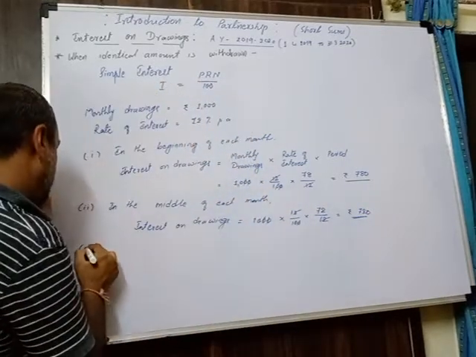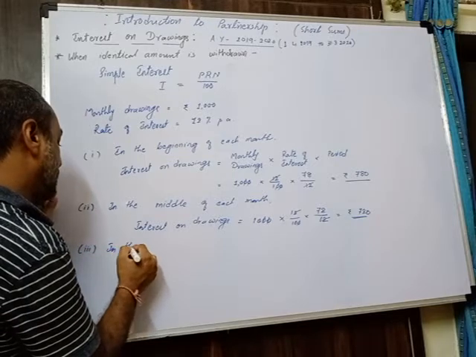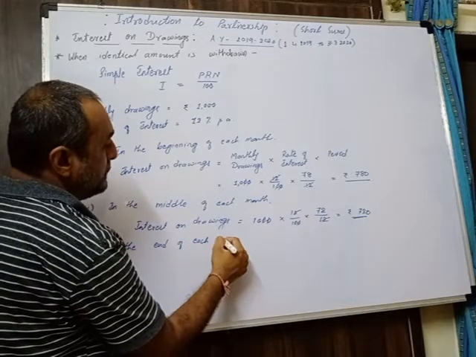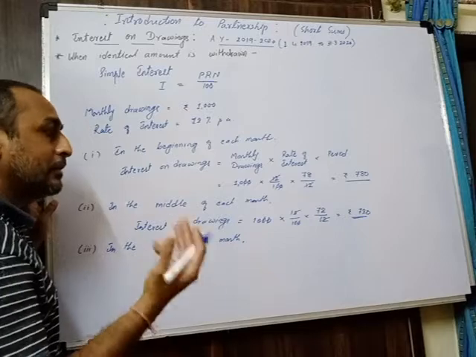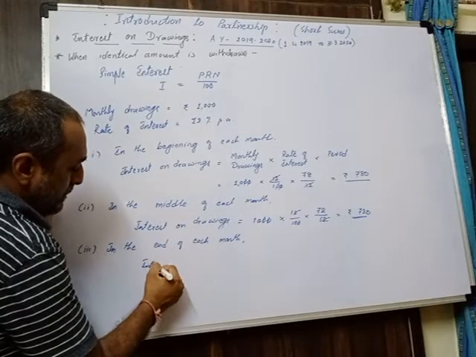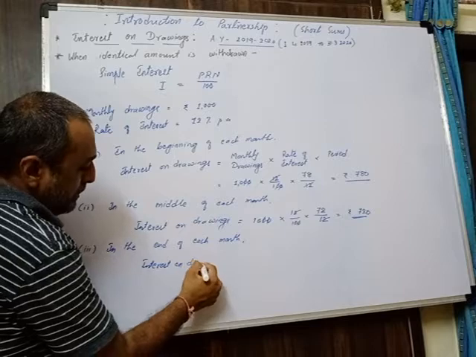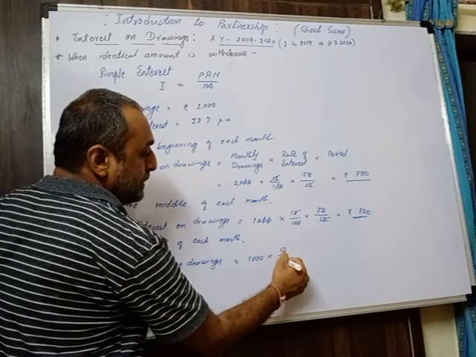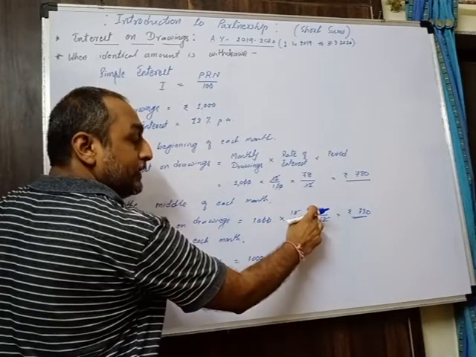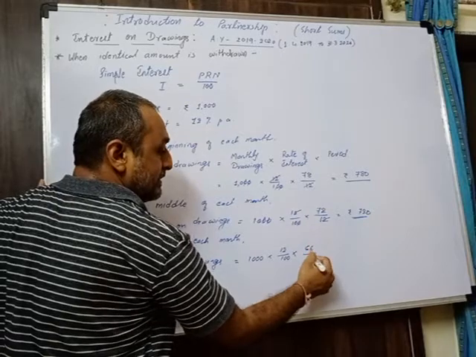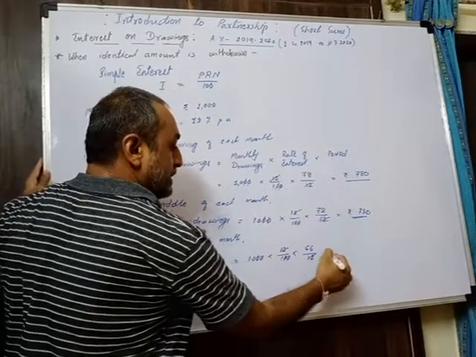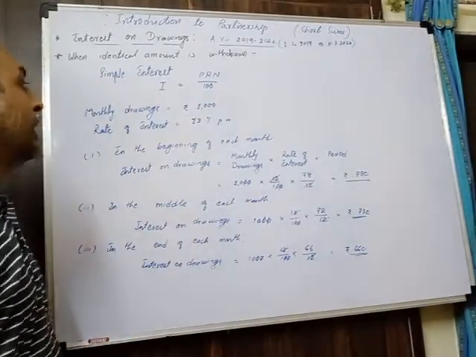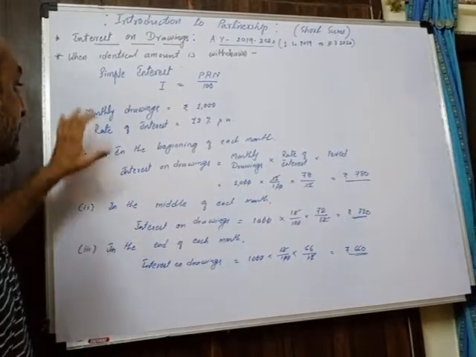Okay, and third period in the end of each month, that is every month on the last day period, then again interest on drawings will be 1000 into 12% into, now again 6 you have to decrease from this, 72 minus 6, it is 66 upon 12. So 12 and 12 is cancelled, 0 is cancelled, that will be 660. That is how the interest on drawings can be calculated in these three cases according to the period.